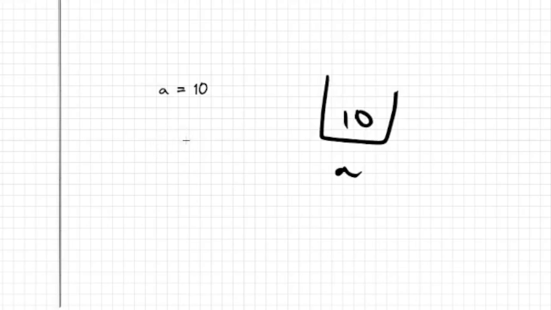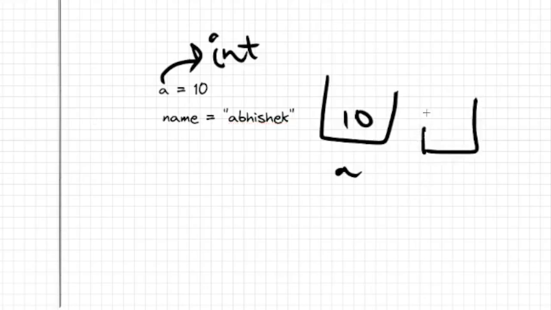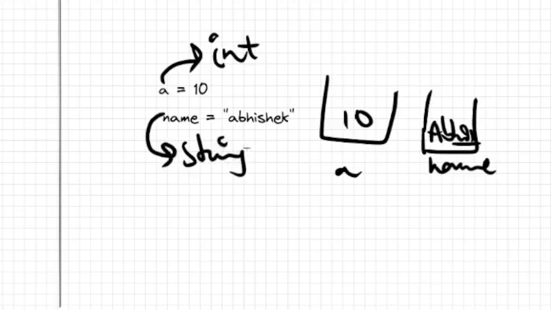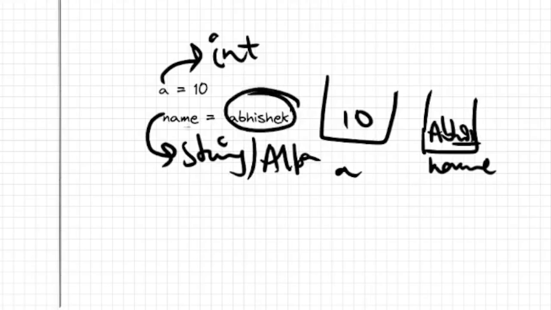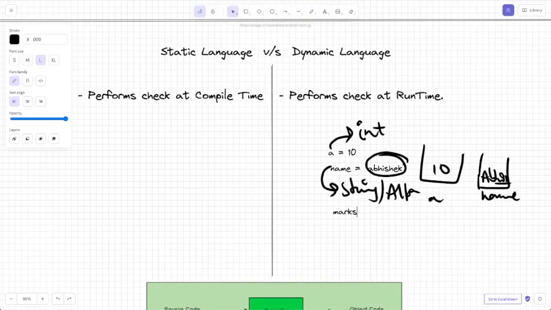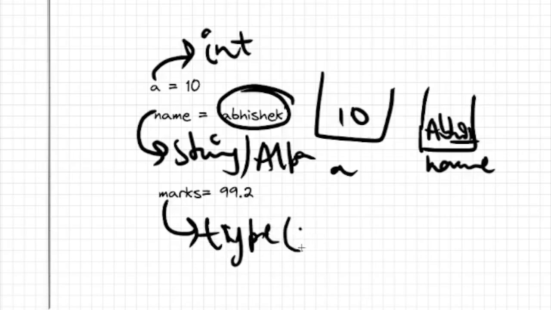Now, what happens at compile time or at runtime? What is the type of a? a holds an integer. If I ask you the type of a, it is integer because it holds an integer, that is 10. Now, let's take another example: name = Abhishek. Name holds Abhishek. The type of name is string, a bunch of alphabets. Let's take another example: marks = 99.2. What is the type of marks? The type of marks is float or decimal.